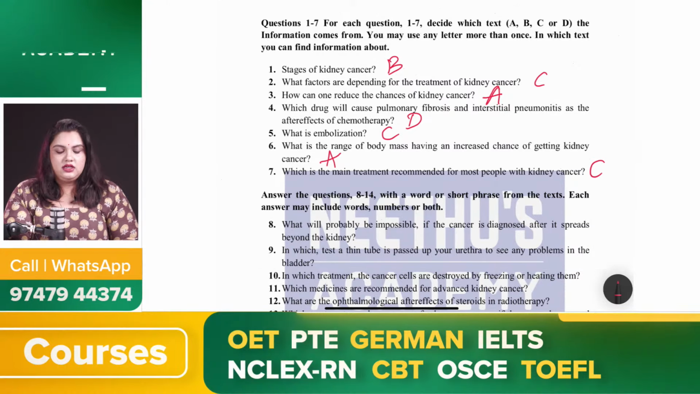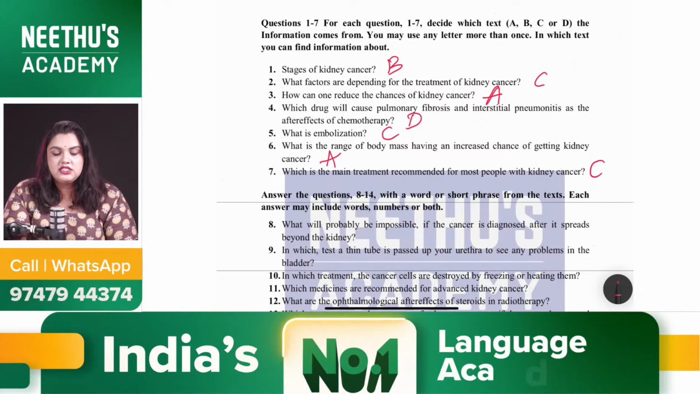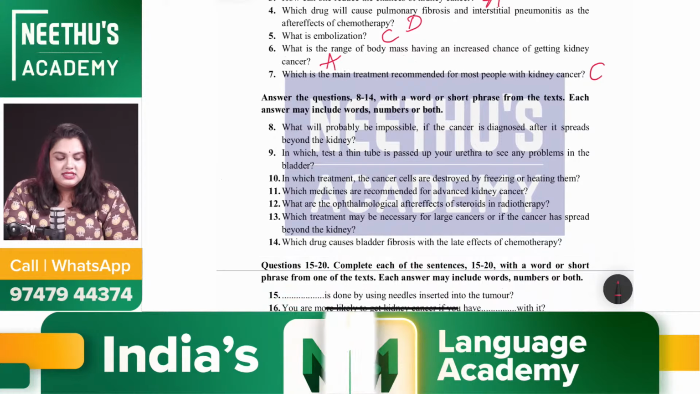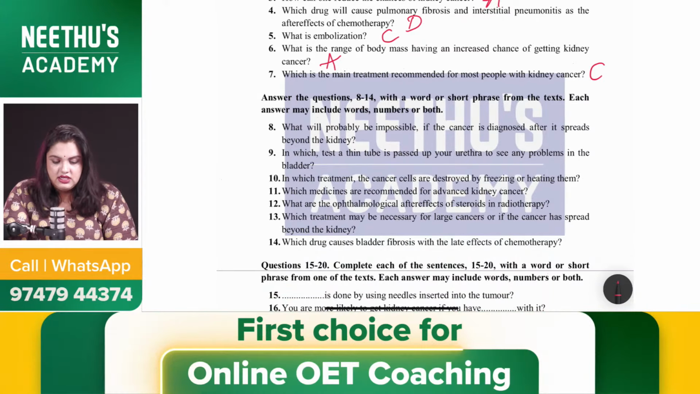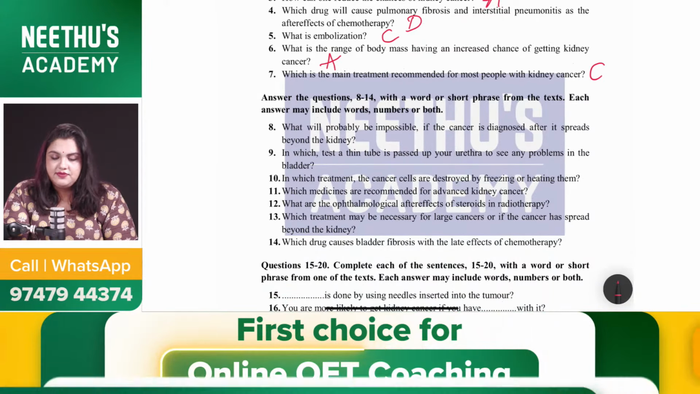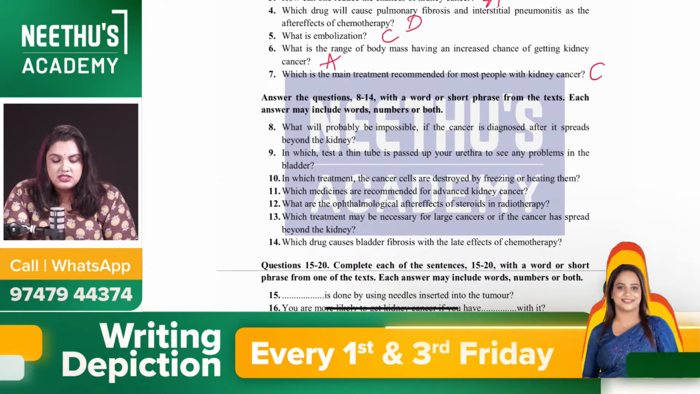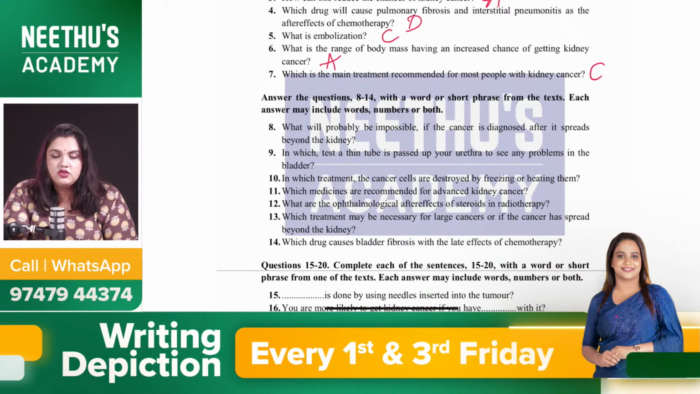So we just completed questions 1 to 7. Let's move on to the next section. Answer questions 8 to 14 with a word or a short phrase from the text. Each answer may include words, numbers or both.